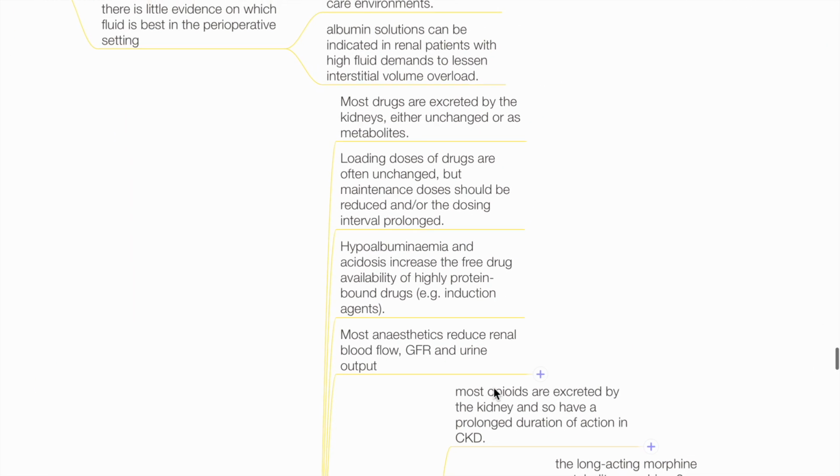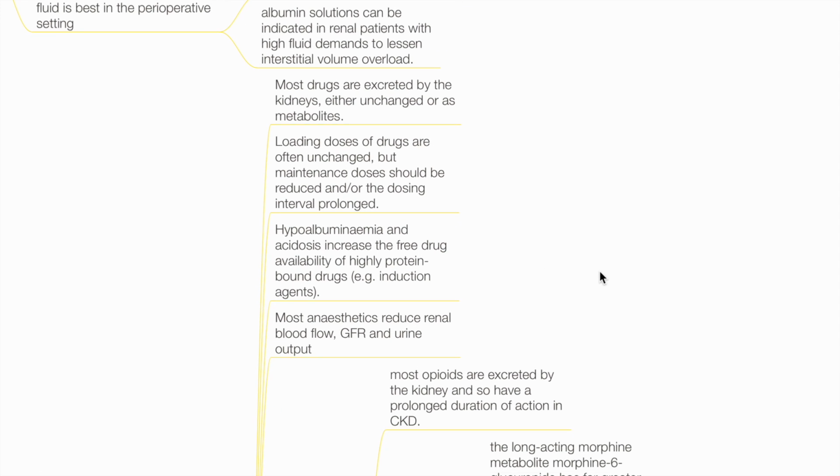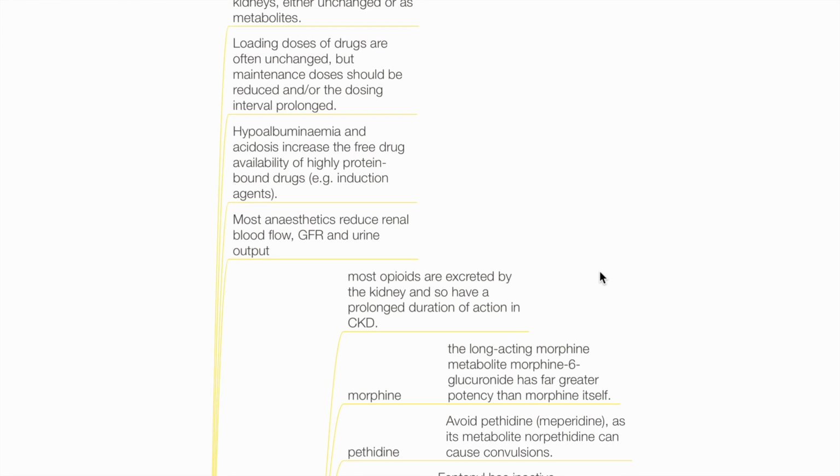Most drugs are excreted by the kidneys either unchanged or as metabolites. Loading dose of drugs are often unchanged, but maintenance doses should be reduced and/or dosing interval prolonged. Hypoalbuminemia and acidosis increase the free drug availability of highly protein-bound drugs. Most anesthetics reduce renal blood flow, GFR, and urine output.